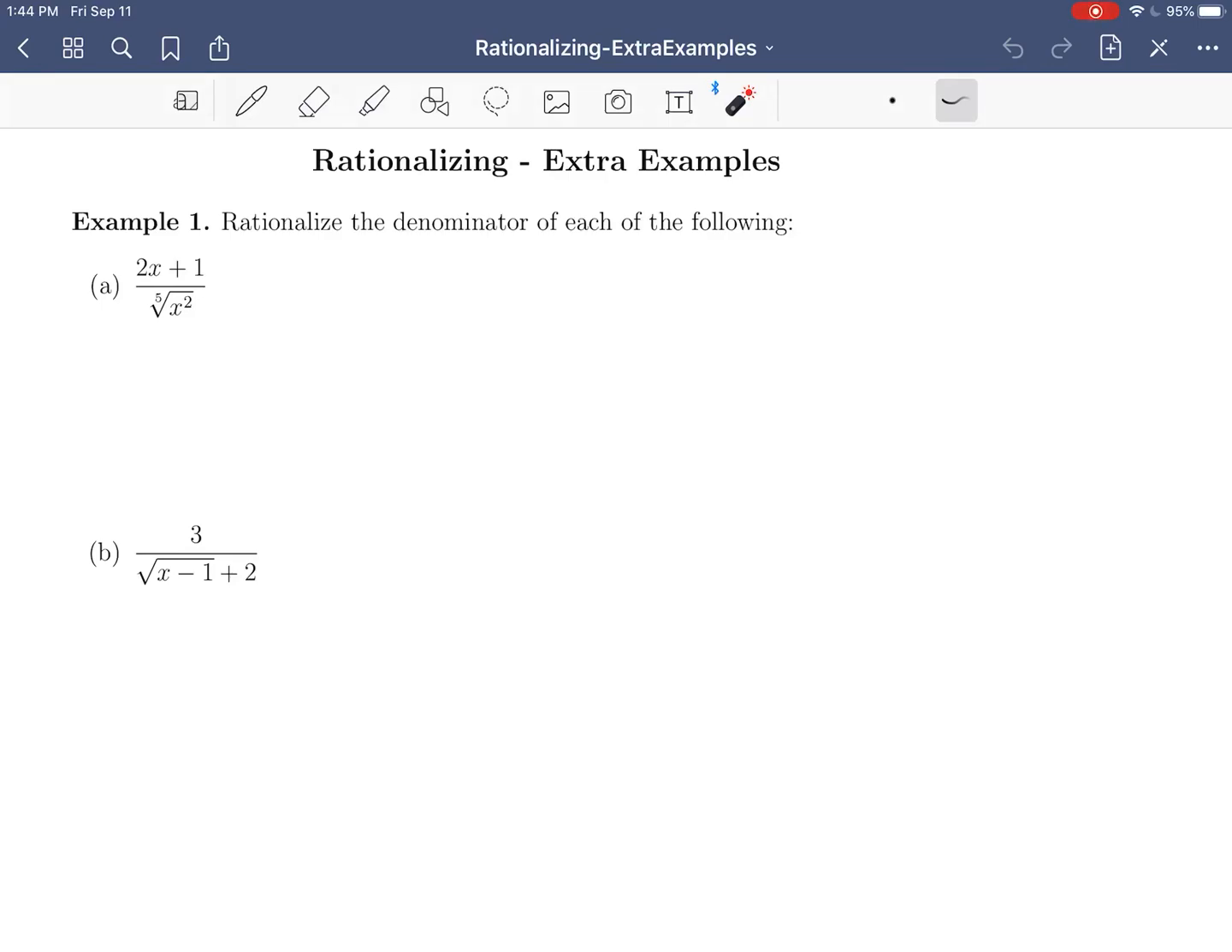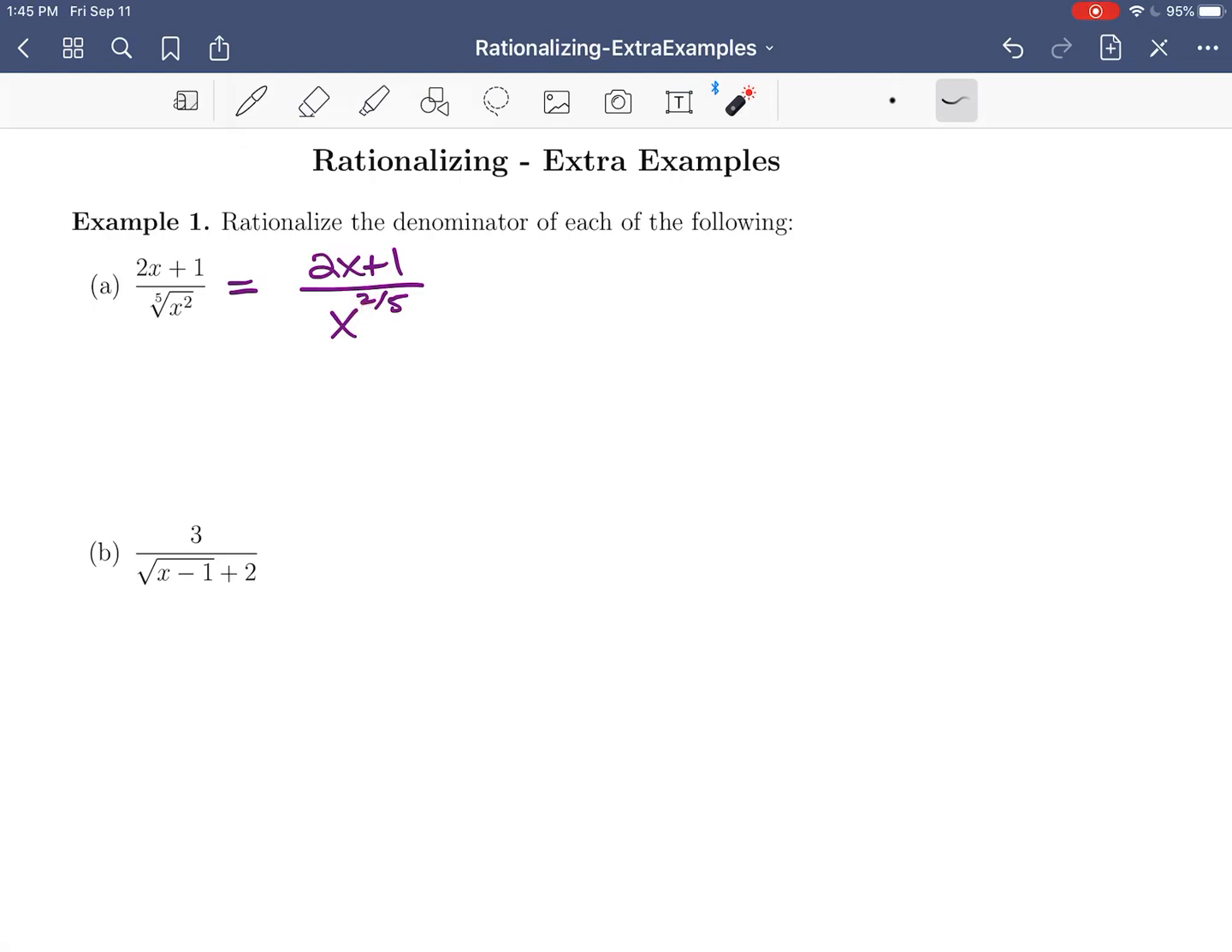In this video, we're going to do some extra examples where we rationalize the denominator in a few different ways. They get harder as we go. So in the first one, I want to start by just rewriting the bottom as a fraction. It's 2x plus 1 on the top, and the fraction exponent on the bottom, so it's x to the 2/5. So remember, the root, the thing on the outside, is the bottom, and the exponent is the top.